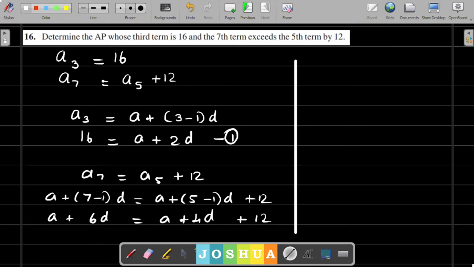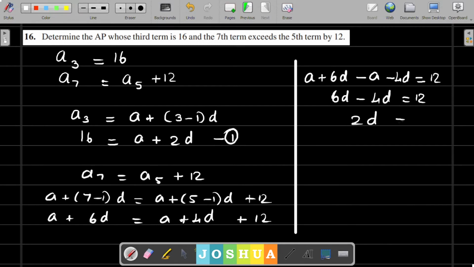So now bringing all the unknown values to one side. Instead of going to the next page, I am writing side by side so that you can easily follow this one. Here A plus 6D minus A minus 4D, that is equal to 12. So when A comes to the other side, it becomes minus. So A minus A is 0. So finally we have 6D minus 4D equal to 12, or 2D is equal to 12, or D is equal to 12 upon 2. Finally I got the answer: D is equal to 6.